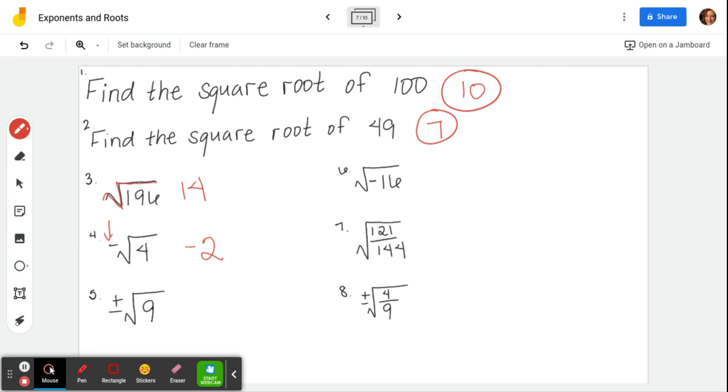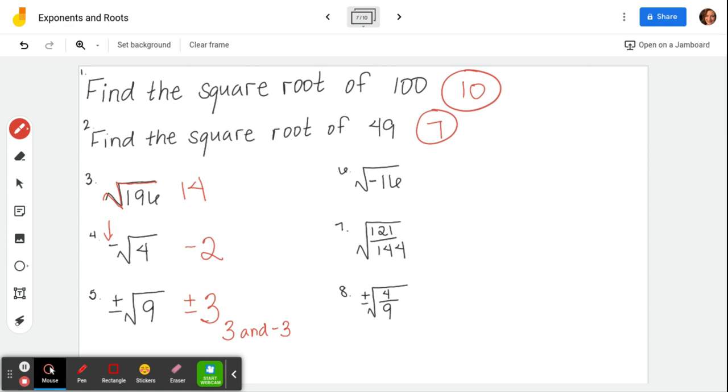This number 5 looks super funky, but it's really nothing different. The square root of 9 is 3. And then it's just saying put a plus minus outside. It means your answer is a positive 3 and a negative 3. This is a fast way of saying 3 and negative 3. Just a little shortcut for writing it.